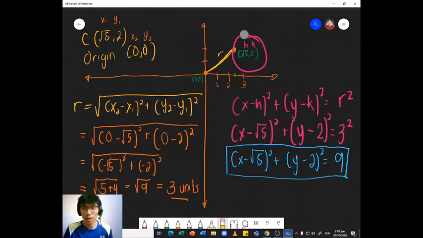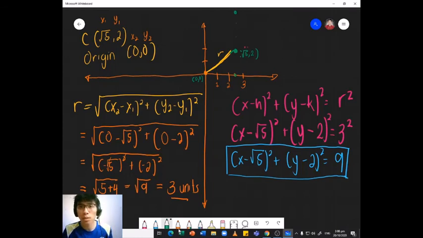Okay, are we done? No, because we need to graph our circle, ladies and gentlemen. How big is the circle? Okay, let's try to graph this one out. So we need to count 3 units from the center itself. This is our center, so let's count 3.